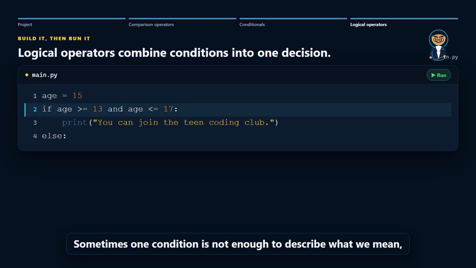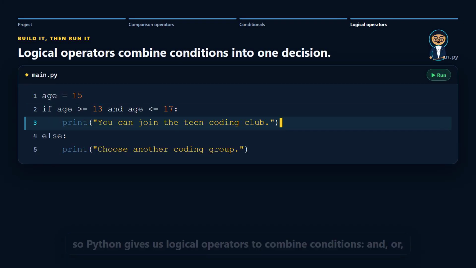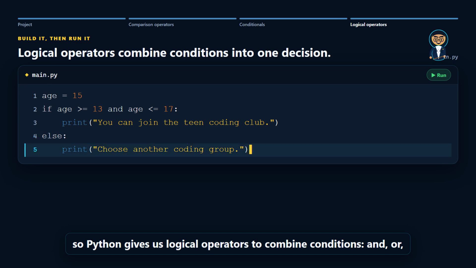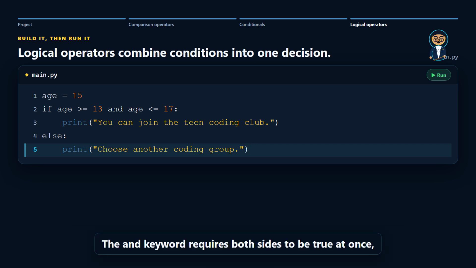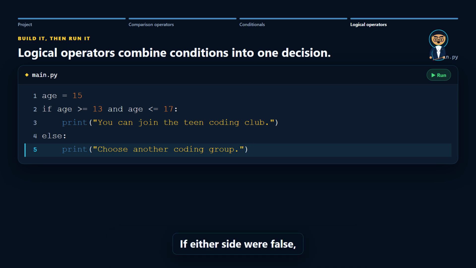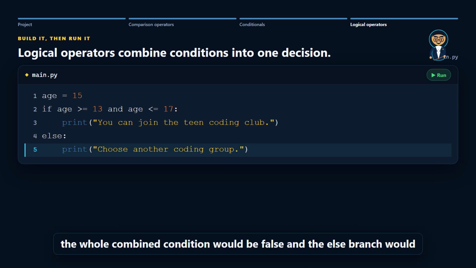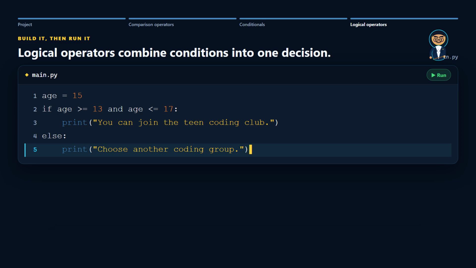Sometimes one condition is not enough to describe what we mean, so Python gives us logical operators to combine conditions: and, or, and not. The and keyword requires both sides to be true at once, so age 15 satisfies age is greater than or equal to 13 and age is less than or equal to 17 at the same time, and the Teen Coding Club message prints. If either side were false, the whole combined condition would be false, and the else branch would run instead.